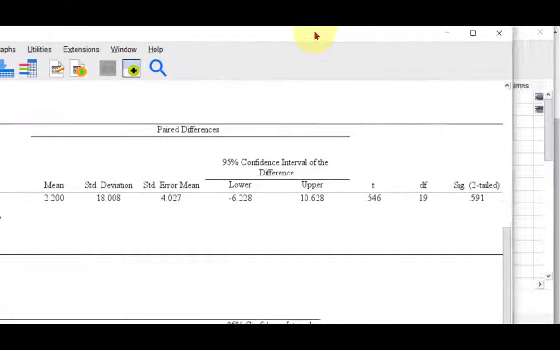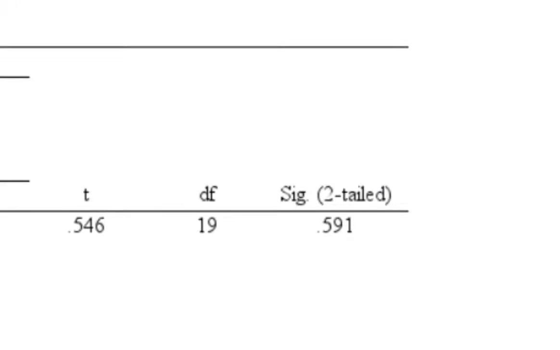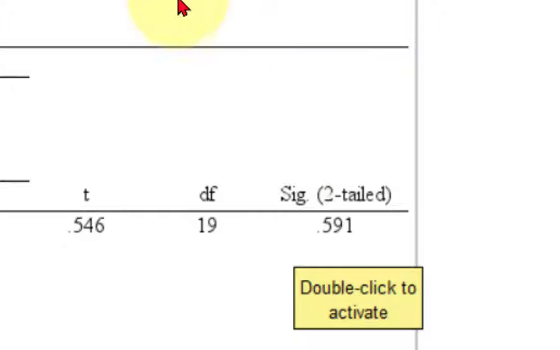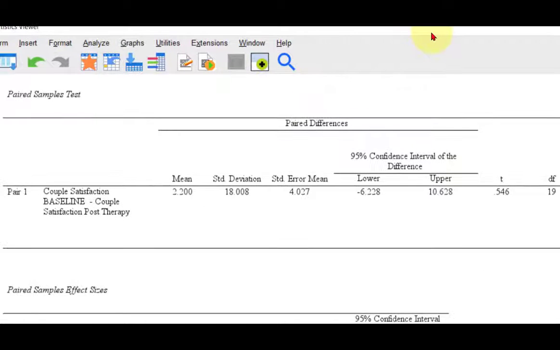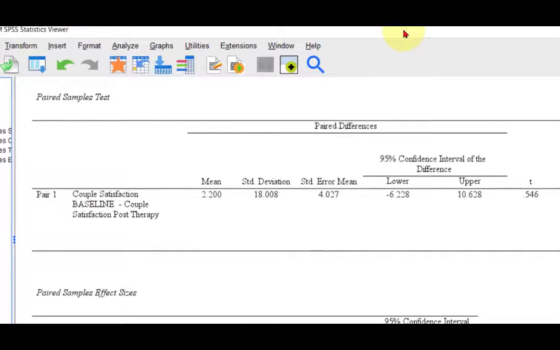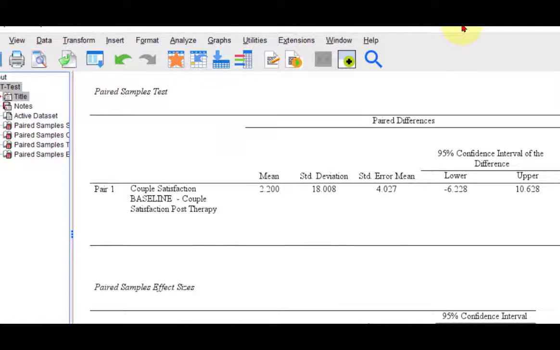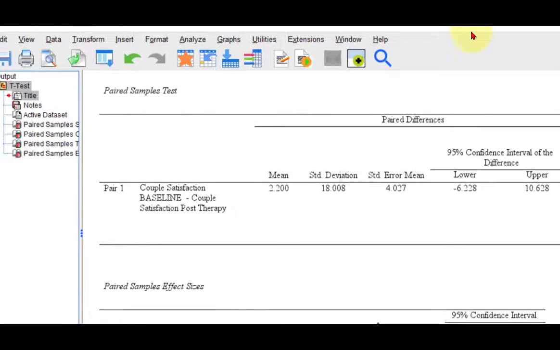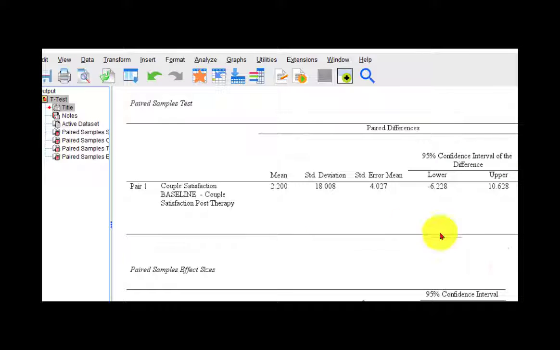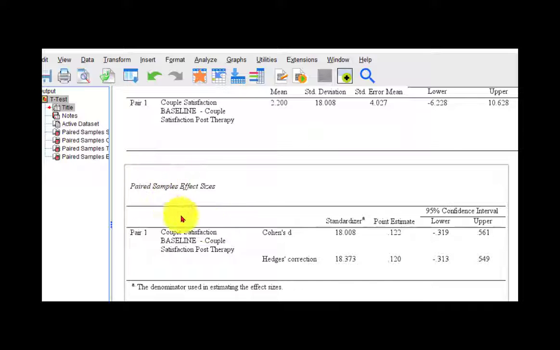But here is the main thing that we want to look at right here, and that is the t-score. The t-test statistic is 0.546, degrees of freedom 19, but the sig value is not less than 0.05, so therefore no significant difference. We do not reject the null. So in other words, her therapy did not do what she thought it was going to do. It did not increase their couple satisfaction scores. And since it's not significant, I do not care about the effect size.